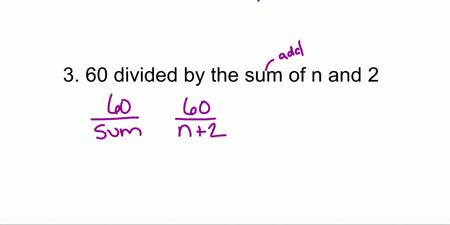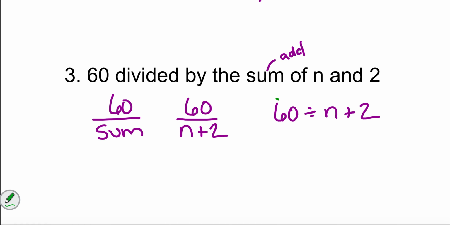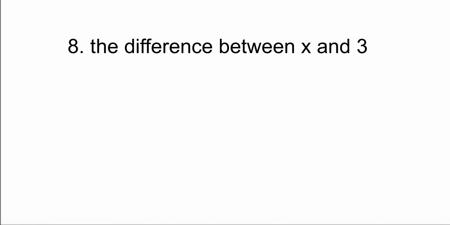This is one of the reasons it's very important to graduate from the dot line dot to the fraction bar. Because if you were to write this, 60 divided by n plus 2, according to order of operations, you would have to do this first. And that's not what this question is asking. It wants you to do the sum first. So make sure you graduate to this, because this would be wrong.